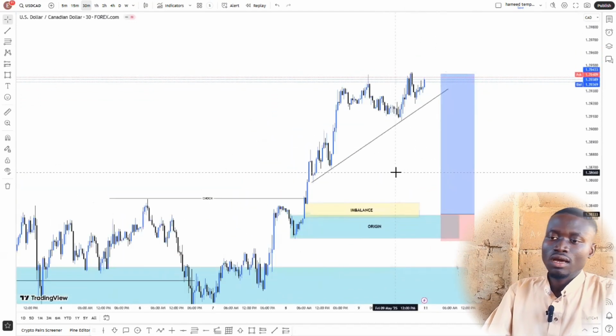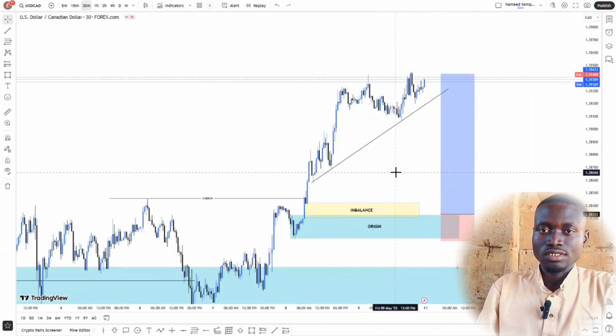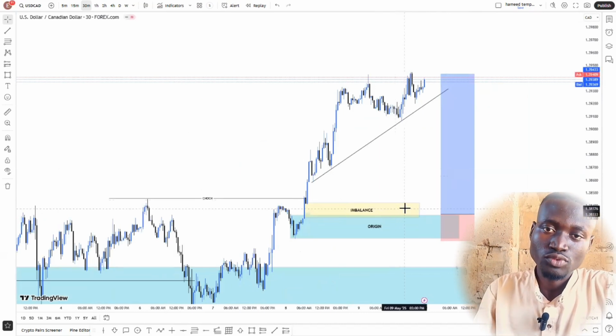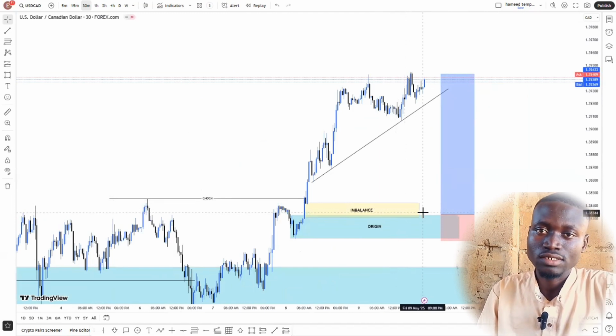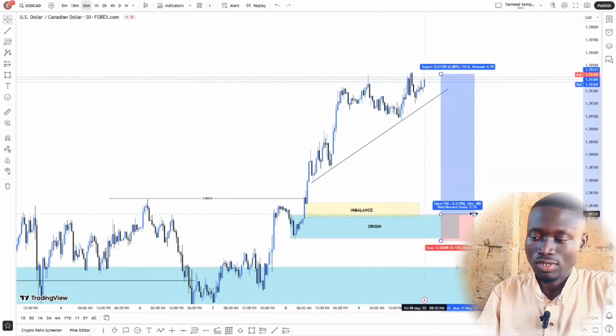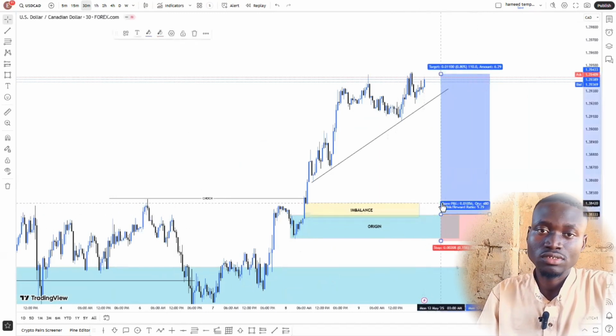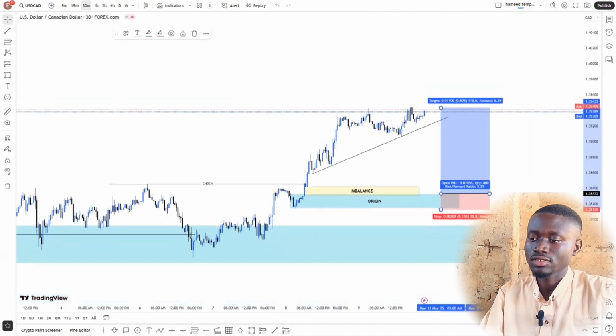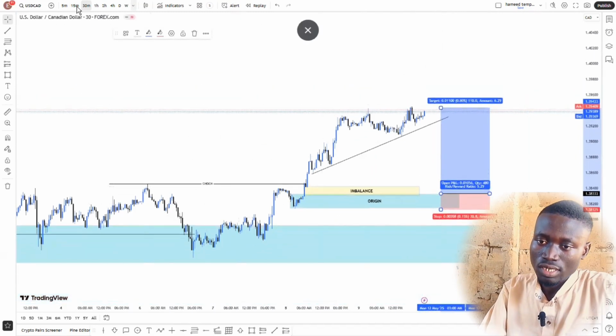So out of our three pairs that we trade, we have two setups, one on XAU and one on USD CAD. GBP USD doesn't give us any setup right now. So our setups for the week are XAUUSD and USD CAD. So that's that on the weekly analysis.